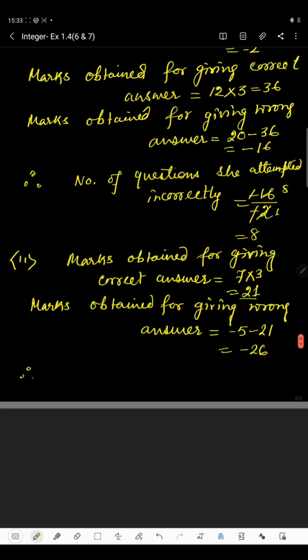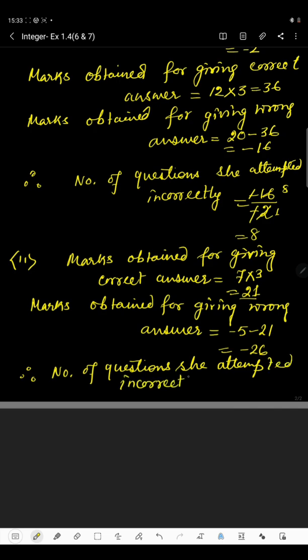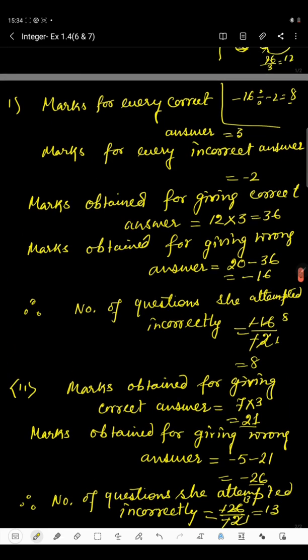So how many questions did she attempt incorrectly? Therefore, the number of questions she attempted incorrectly. Again, the marks obtained for giving wrong answers is -26, and for giving one incorrect answer you will be getting -2. So this is to be divided by -2. So minus minus cancel. 2 ones are 2, 2 13s are 26. So the answer will be 13. So 13 questions she attempted incorrectly.